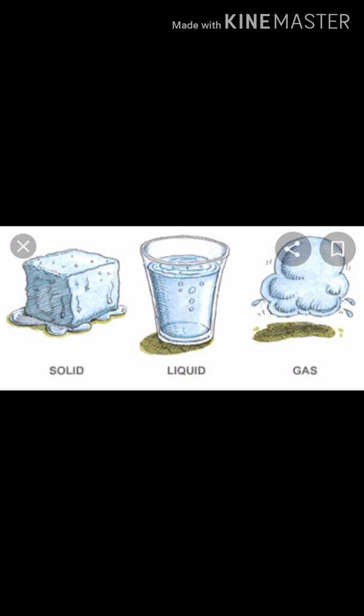Steam or water vapor is the gaseous form of water. Gas has no shape. Now let's see how water changes its form. Look at this diagram. In this diagram, if we heat ice or water, it starts boiling and changes into steam. And if we cool this steam, it changes back into water. Similarly, if we cool liquid water in a refrigerator, it changes into ice. And if we heat this ice, it changes back into water.